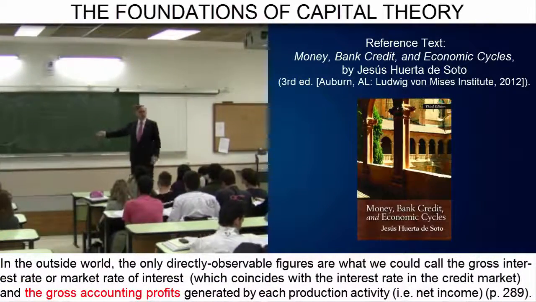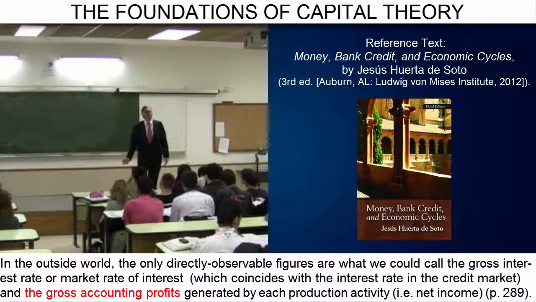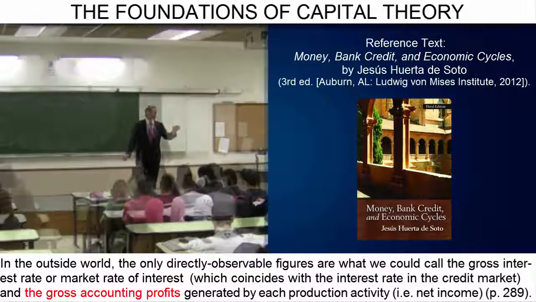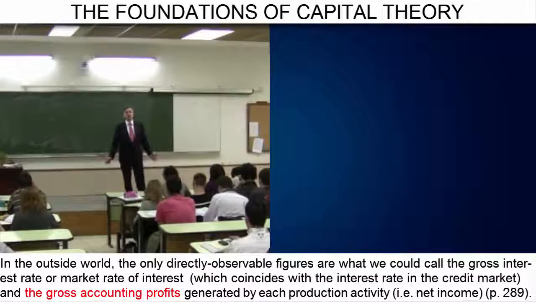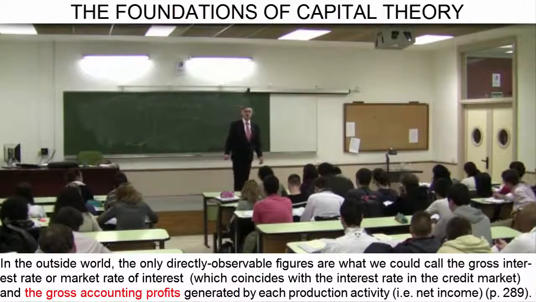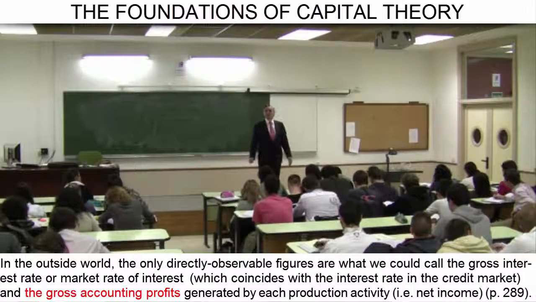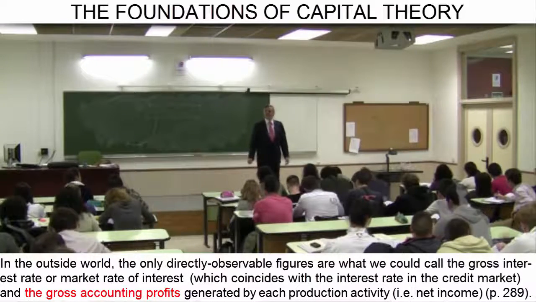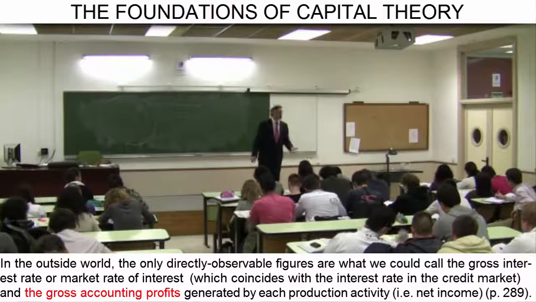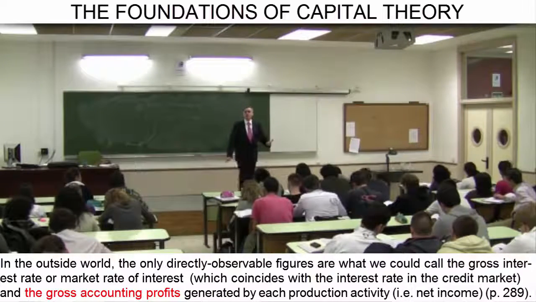What is directly observable in that entire time market, which comprises the productive structure and far exceeds the loan market? Accounting profits from production activity are directly observable. Each of those companies in each of those stages closes its balance sheet at the end of the year and obtains accounting profits.